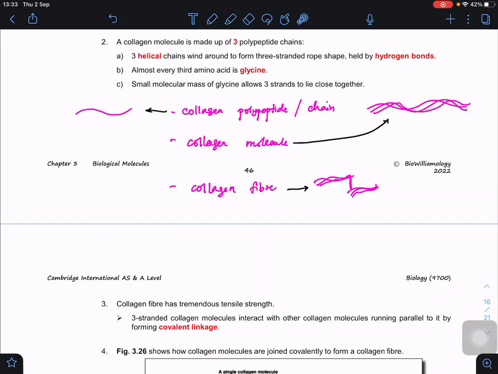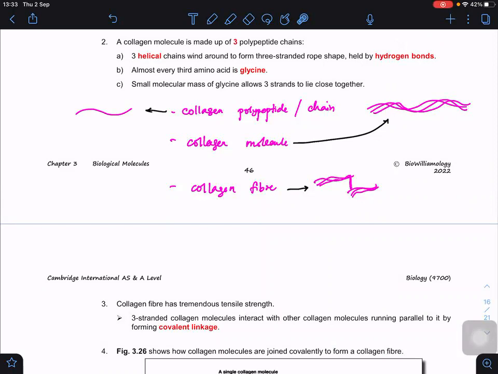Okay, so first we have three of them, okay? These three helical chains will wind around to form a three-stranded rope-like structure. And how do we link the three of them? By hydrogen bond. So that means the collagen molecule here is termed a quaternary protein. Why do we call that a quaternary protein? Because they consist of more than one, they consist of three polypeptide chains joined together. So how do we join them together? By the R group interaction forming this hydrogen bond.